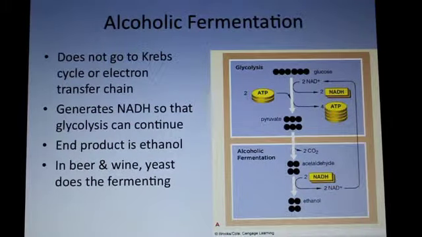Ethanol is also called ethyl alcohol. It is the part of beer and wine that gets you drunk. In beer and wine making, it's yeast that does alcoholic fermentation. And that's why, if you've ever tried to brew, you know that you're not supposed to let oxygen in after a certain step, because if there's oxygen, then the yeast will switch to aerobic respiration and you won't have beer.